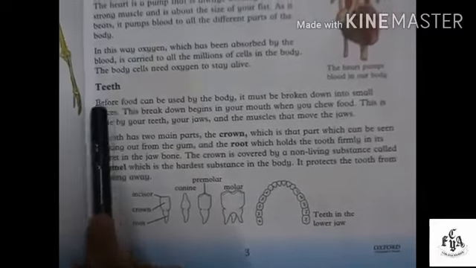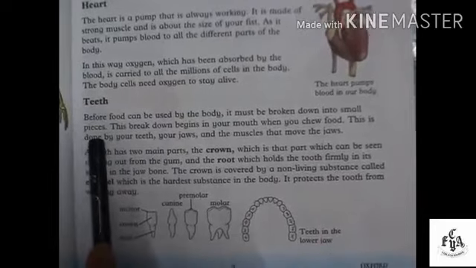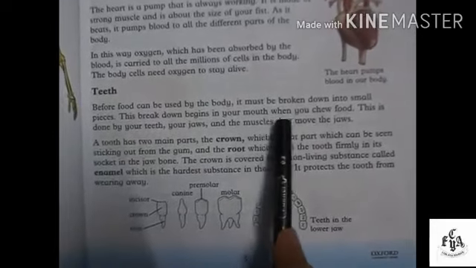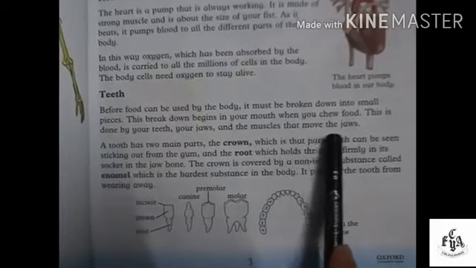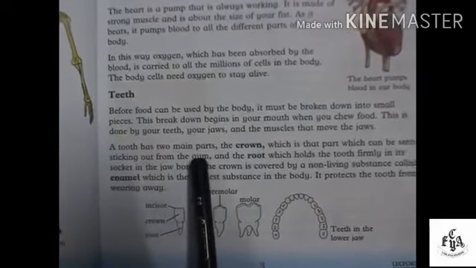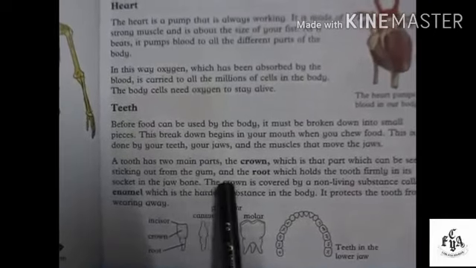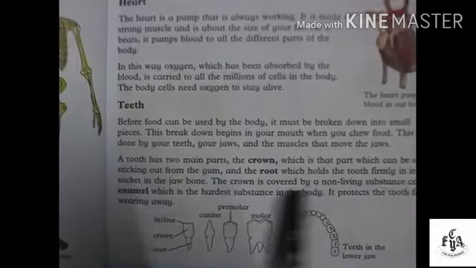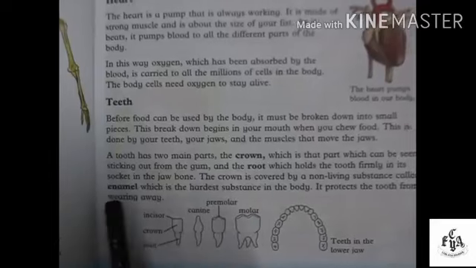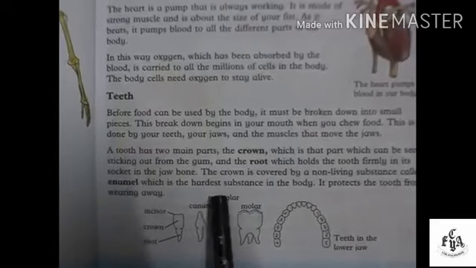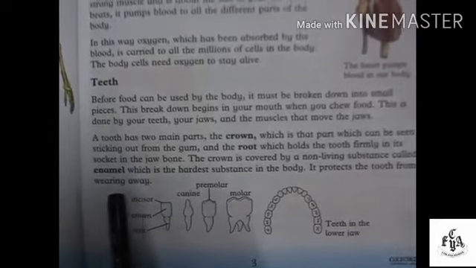Now come towards the teeth. Before food can be used by the body, it must be broken down into small pieces. This breakdown begins in your mouth when you chew food. This is done by your teeth, your jaws, and the muscles that move the jaws. A tooth has two main parts, the crown, which is the part that can be seen sticking out from the gum, and the root, which holds the tooth firmly in its socket in the jawbone. The crown is covered by a non-living substance called enamel, which is the hardest substance in the body. Enamel is the outer covering of the teeth. It protects the tooth from wearing away.